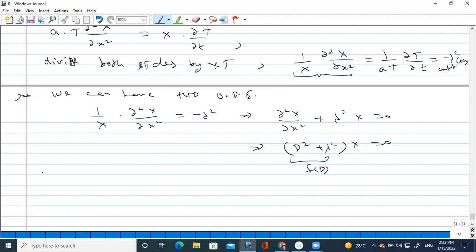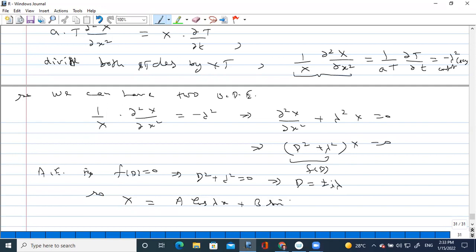Okay. So what you can do, the auxiliary equation is F(D) equal to 0. So D square plus lambda square equal to 0. So D will be plus minus i lambda. So this i lambda will give you the solution. So the X answer will be, because this is imaginary, e to the power alpha x, where alpha is 0 here, then a cos lambda x plus b sin lambda x. So this is the solution for X.